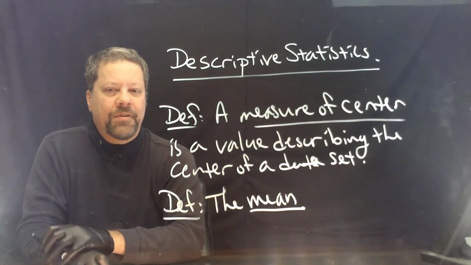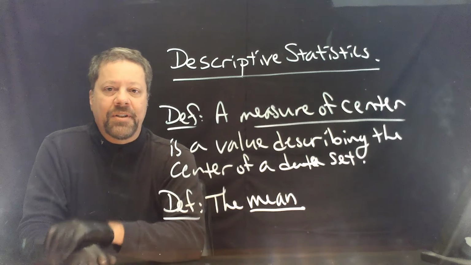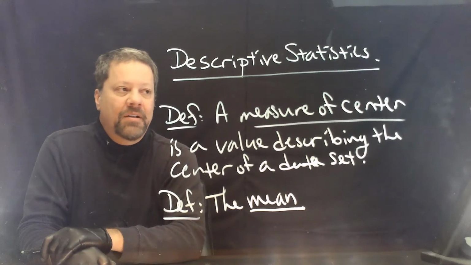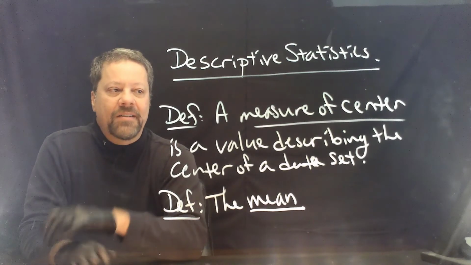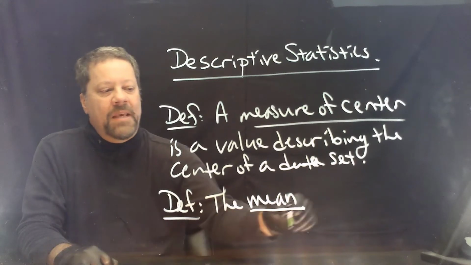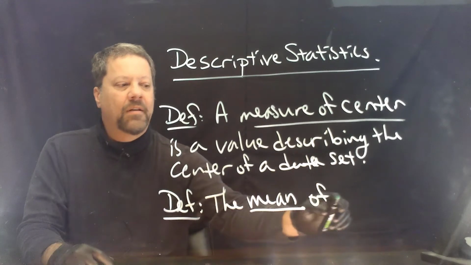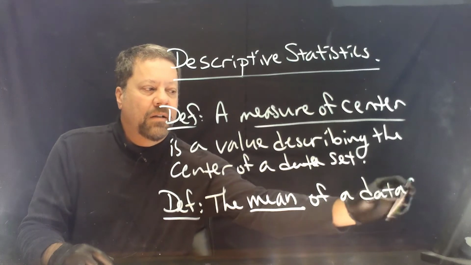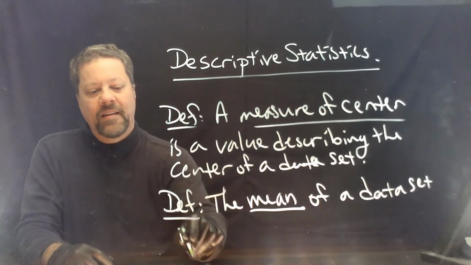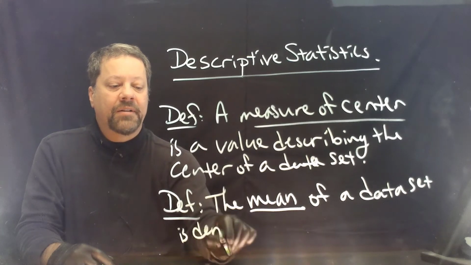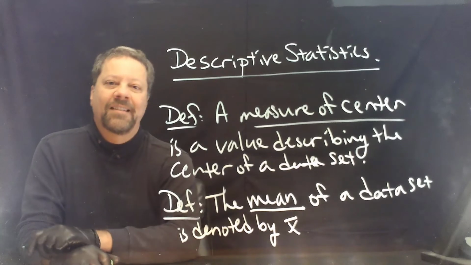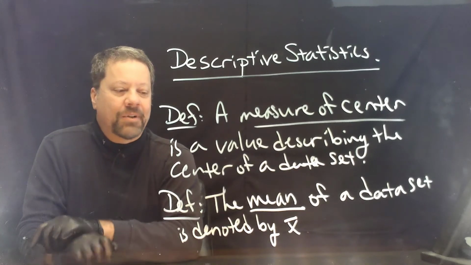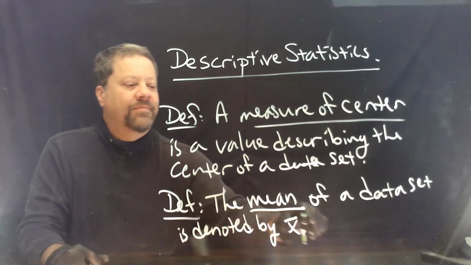You'll sometimes hear this referred to as an average, but averages generally refer to measures of center beyond just the mean. So the mean, median, and mode can all be considered averages. The mean of a data set is denoted by x bar. We put a bar over the x to indicate that we're talking about the mean.